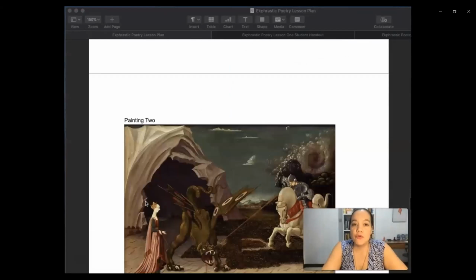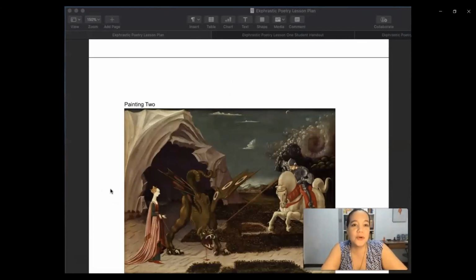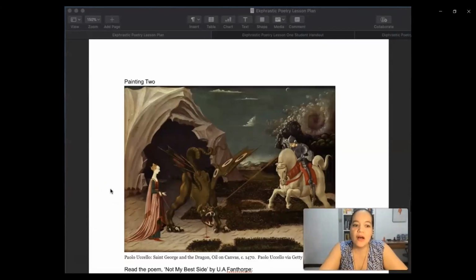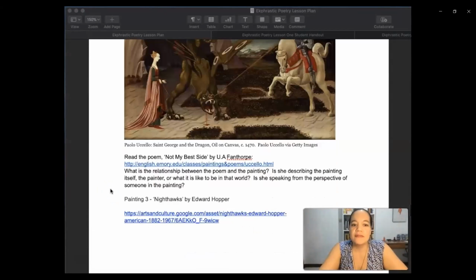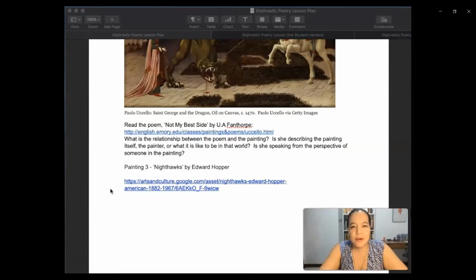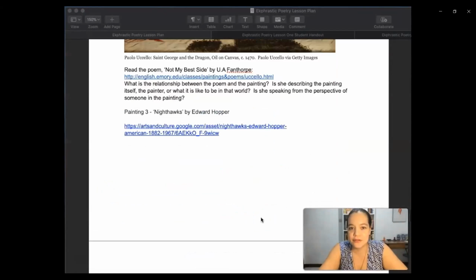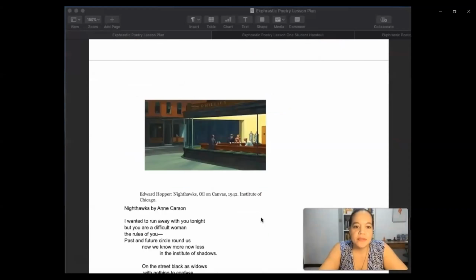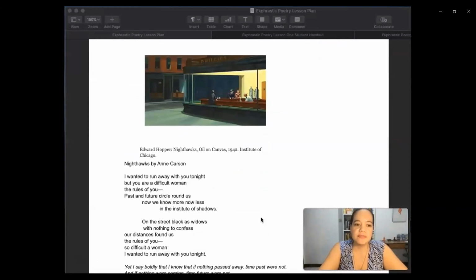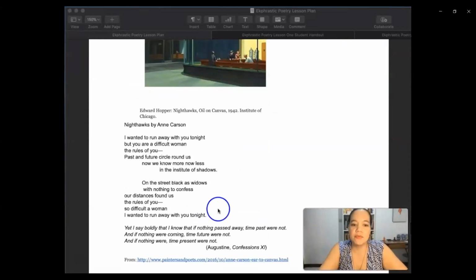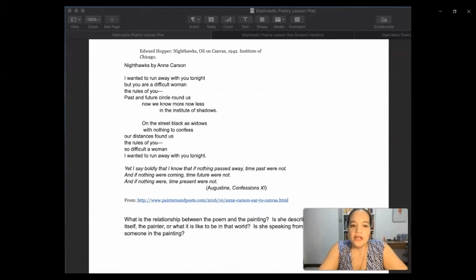So you'll repeat that for, I would say, at least 2 paintings and associated poems, although 3 is probably better. And this will take quite some time. It will probably take the whole lesson to talk about the paintings and the poems and their relationship. And this is the last one, which is Nighthawks. And the poem I have put here, okay?